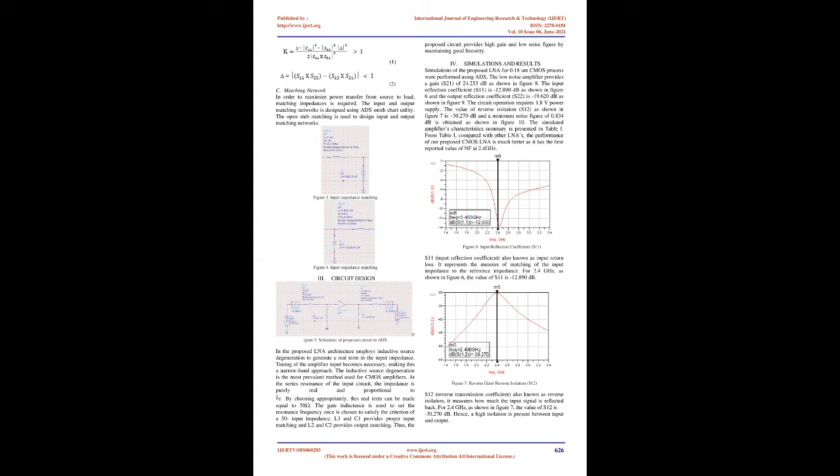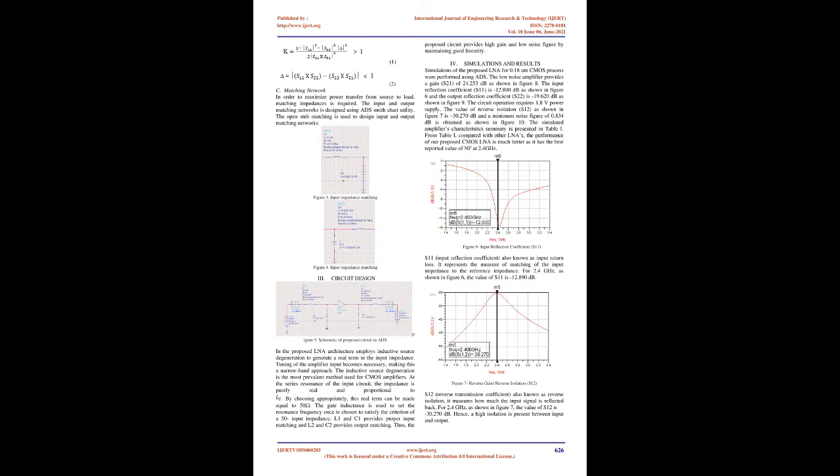C. Matching network. In order to maximize power transfer from source to load, matching impedances is required. The input and output matching networks are designed using the Smith chart utility. The open stub matching is used to design input and output matching networks. The proposed circuit provides high gain and low noise figure while maintaining good linearity.